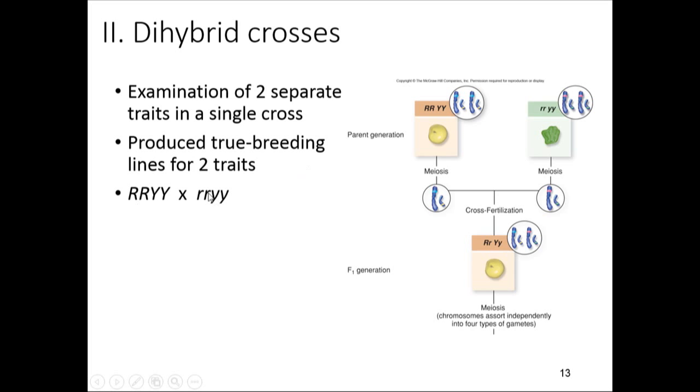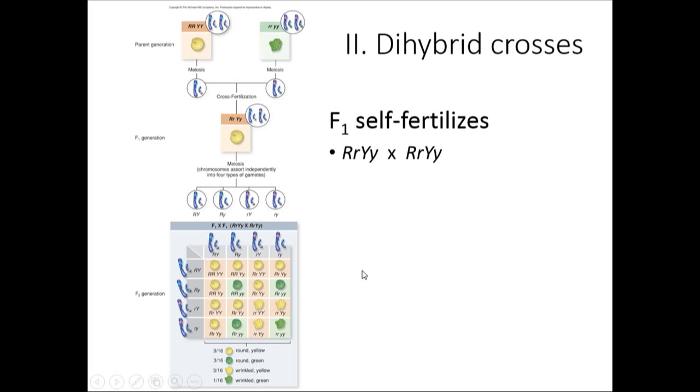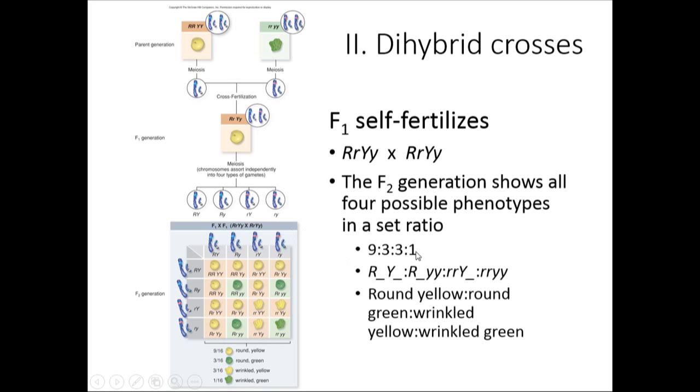And when you look at them together, big R is for round, little r is for wrinkled. Big Y is for yellow, little y is for green. What he did is he took two true breeding, round yellow and wrinkled green, and he crossed them. Again, he found only the dominant trait showed up in the F1 generation. When he allowed them to self-fertilize, though, he found a different ratio. It wasn't a 3-to-1, it was a 9-to-3-to-3-to-1.